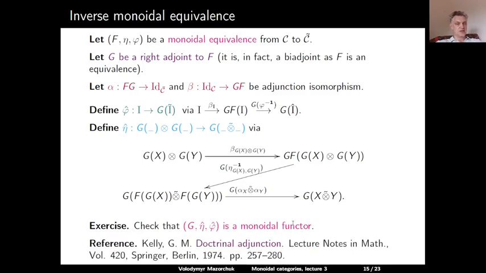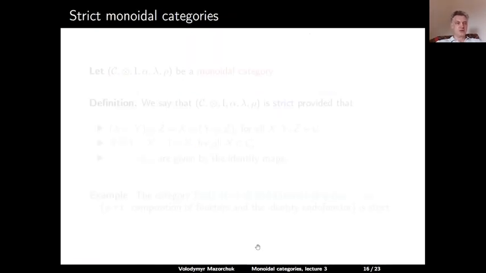So this construction comes from the paper by Kelly, which is called Doctrinal Adjunction, which appeared in 1974. So one can look at that paper for more details. But the main message is that the inverse equivalence for a monoidal equivalence has the natural structure of a monoidal functor. So we will use this shortly when discussing the strictification theorem for monoidal categories.